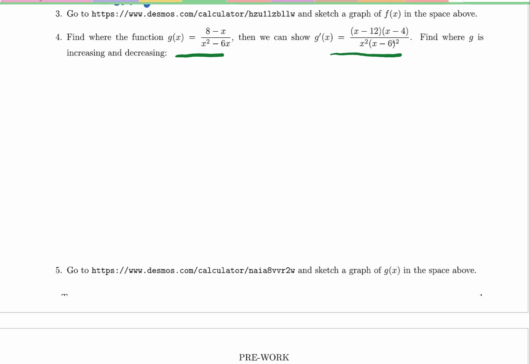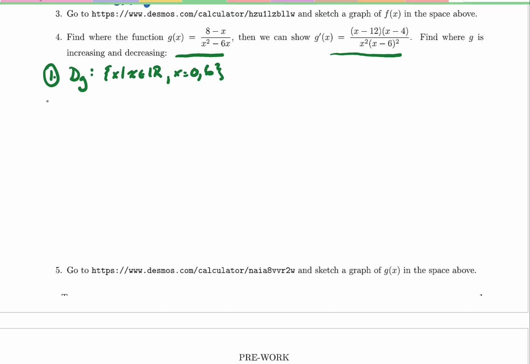So we're asked to figure out where g is increasing or decreasing. So what are we going to do? Well, let's state the domain of g. And the domain of g is all real numbers except that x cannot equal 0, or it looks like 6 in this case.